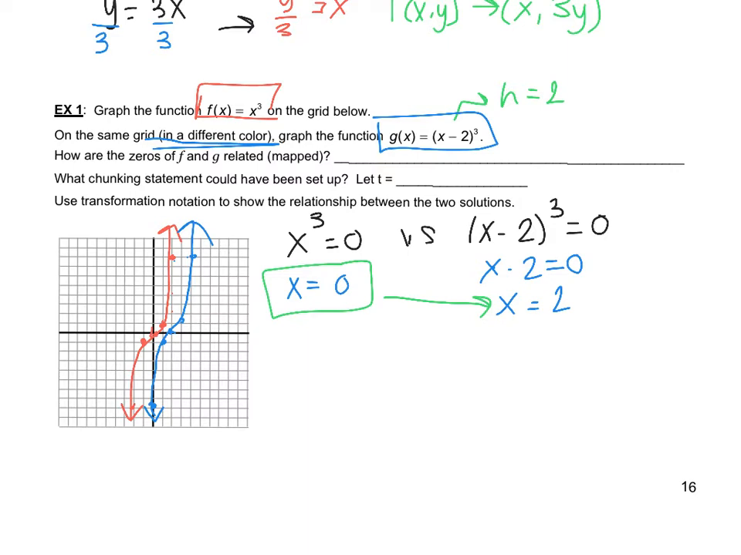So back to answer this question, how are the zeros of f and g related or mapped? They're just shifted right 2 units. And then we could think of this in terms of chunking as well. When we look at this equation, x minus 2 cubed, we could chunk that, which just means substitute, and let t equal x minus 2, and then you would just have t cubed. So you would find the solution for when t cubed equals 0, and then plug x minus 2 back in right here.